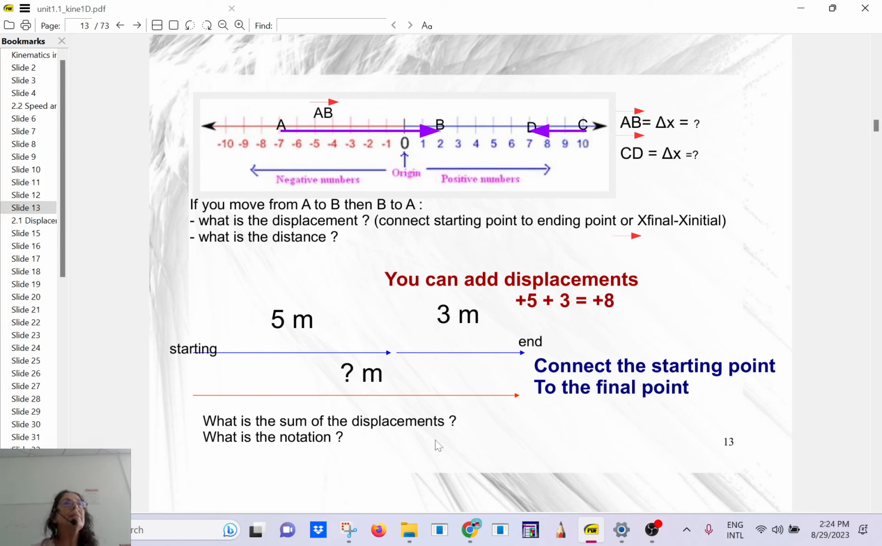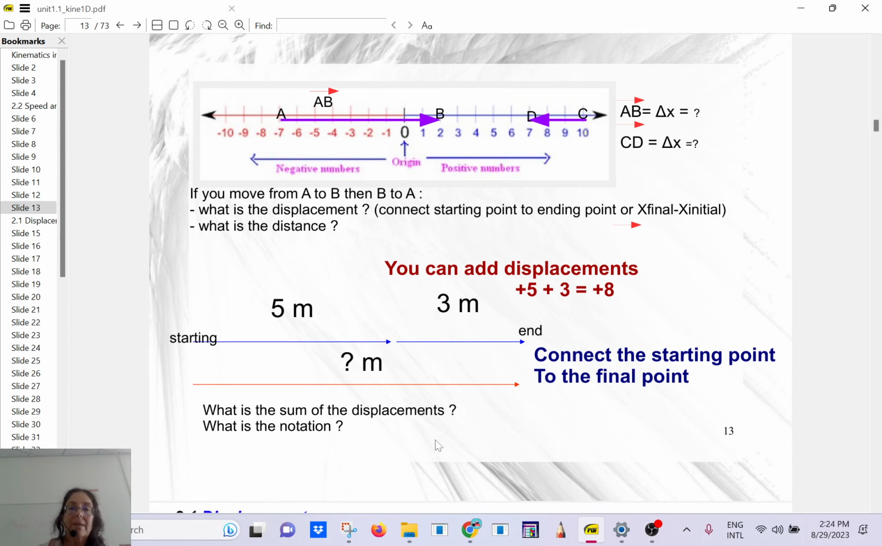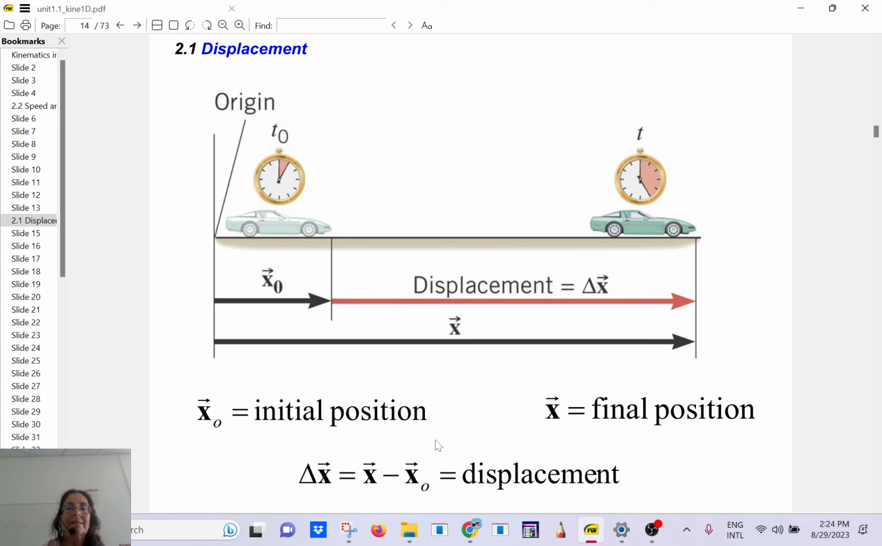A velocity is a vector. Did you go 30 miles per hour to the right or 30 miles per hour to the left? And we're going to see that speed is not a vector, it's a scalar, because there is no direction. We'll talk about that. Okay, so that's the idea.